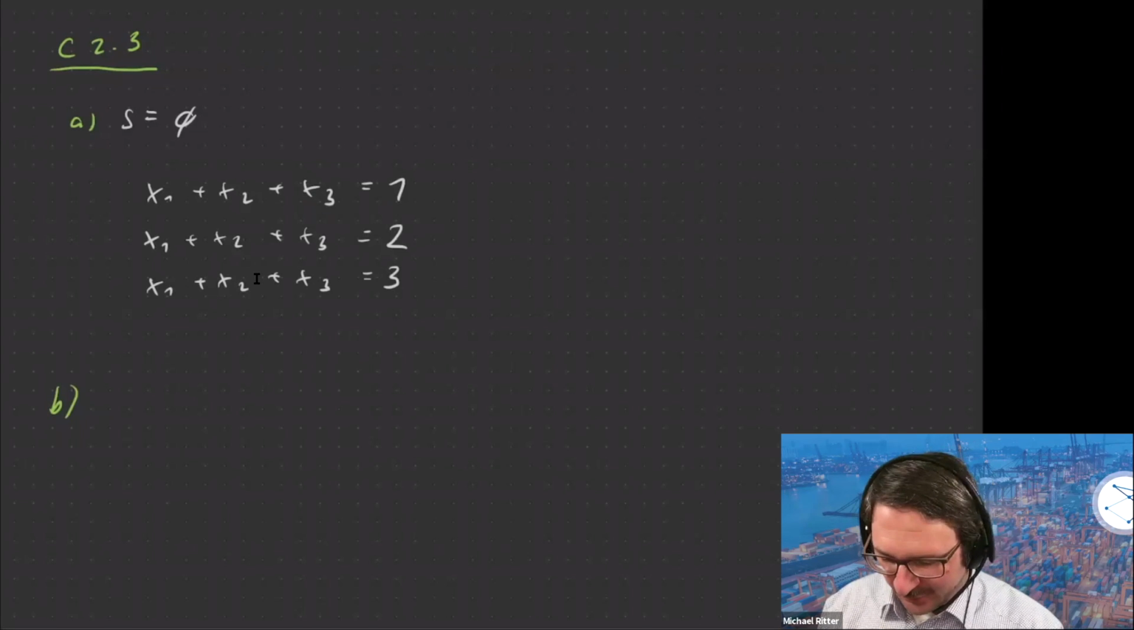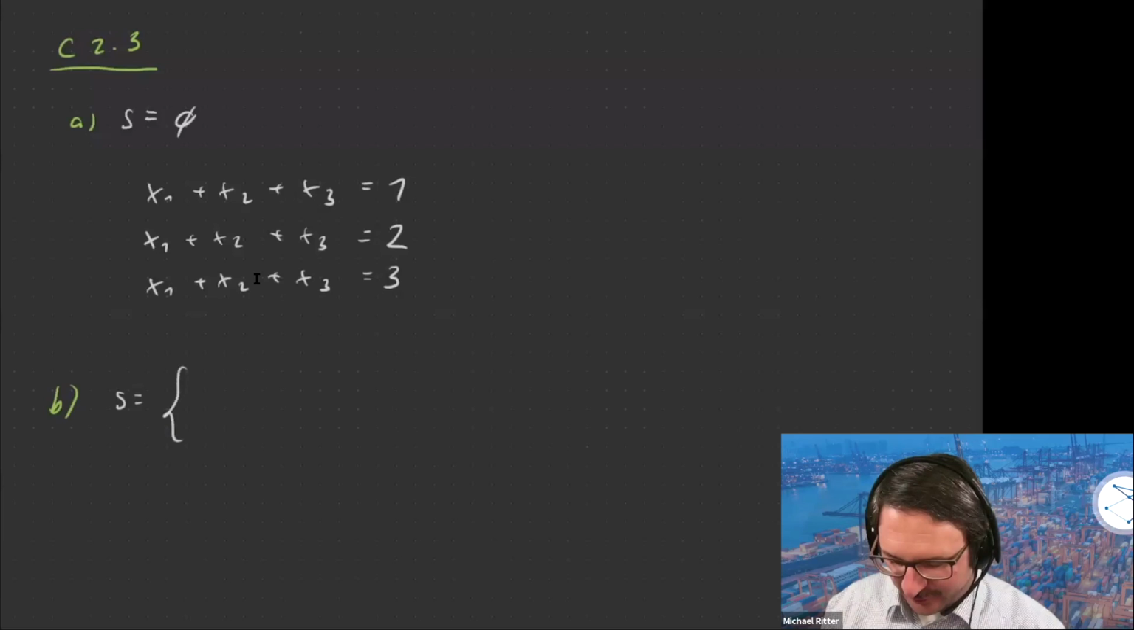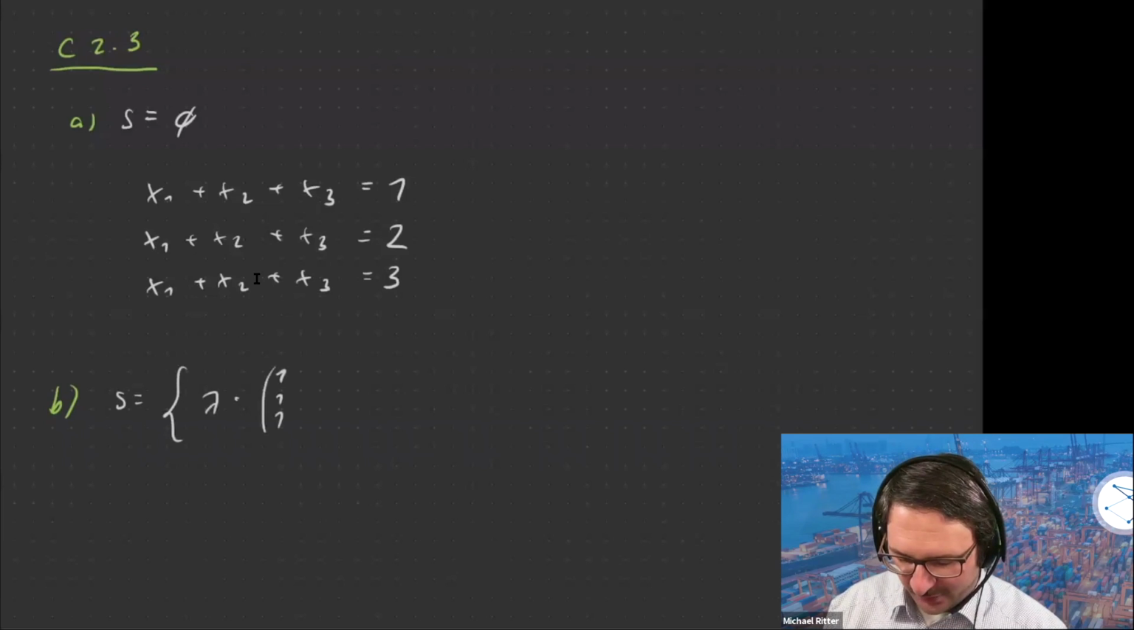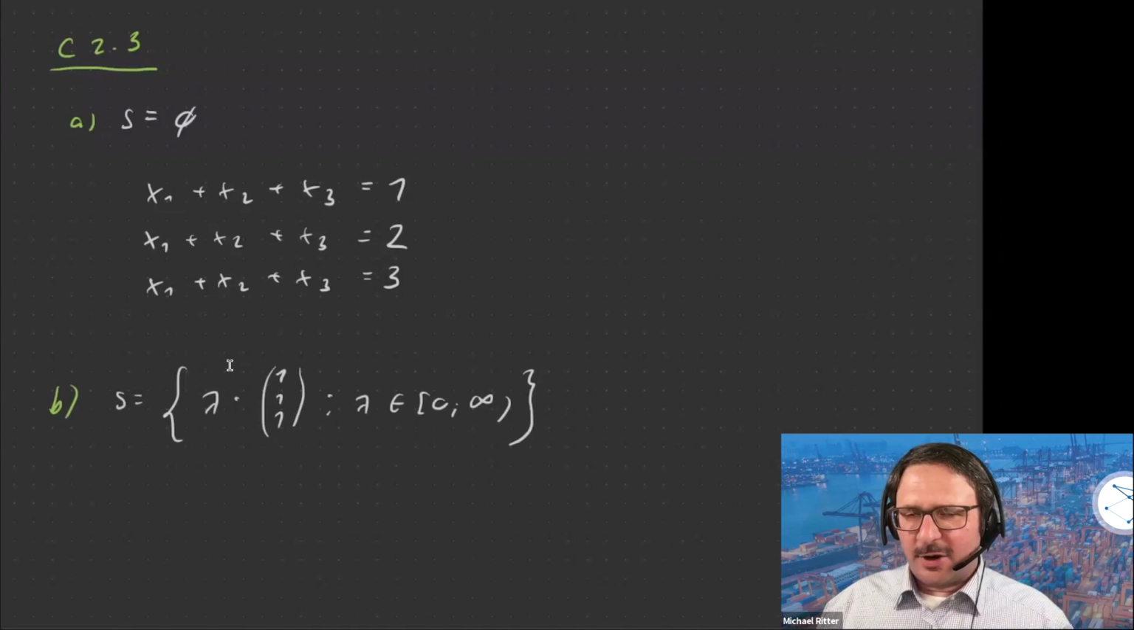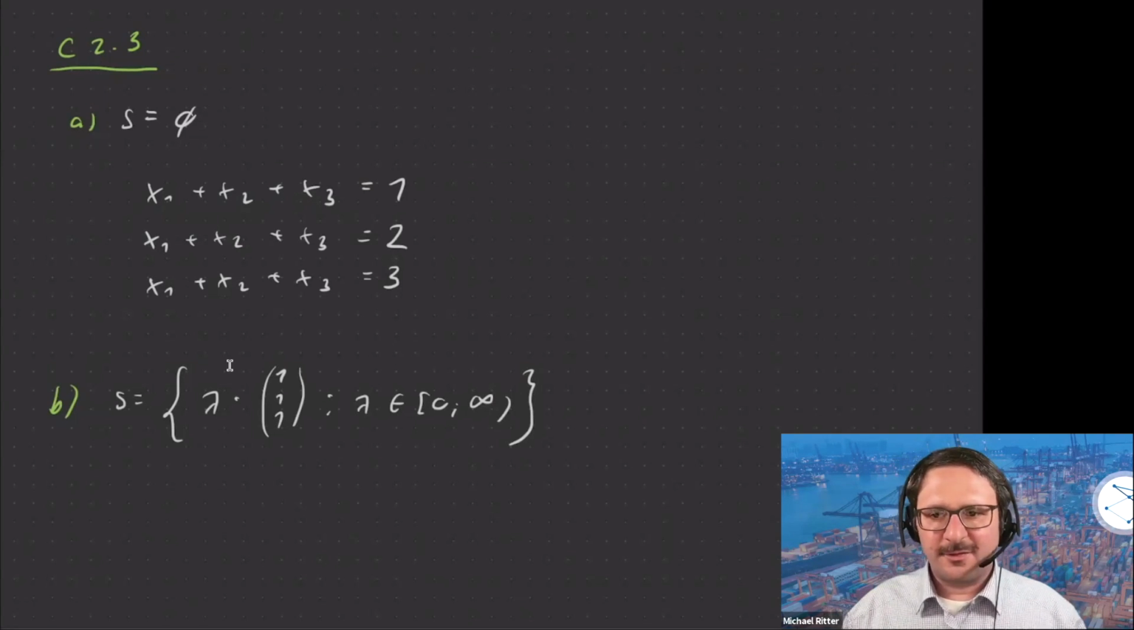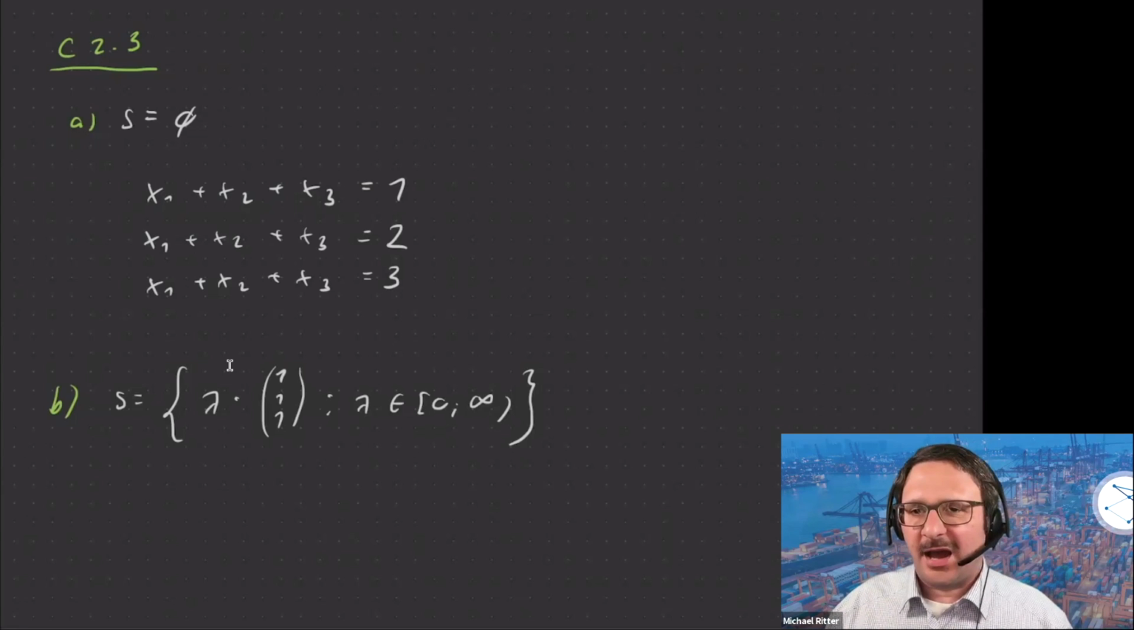Part B. Part B asks for a solution space of the form lambda times (1, 1, 1) with lambda in the interval from 0 to infinity. That's probably a little harder. So that space is like half of a line. And that's also something, if you have a little experience, you'll see that, that's also something that you can never get as a solution of a system of linear equations. So in this case, the answer is there is no system of linear equations that has a solution like this.